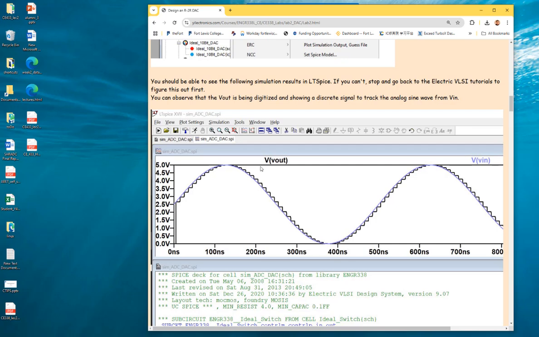Let me ask you a quick question, very simple. Is Vout here the output of the ADC or the DAC?